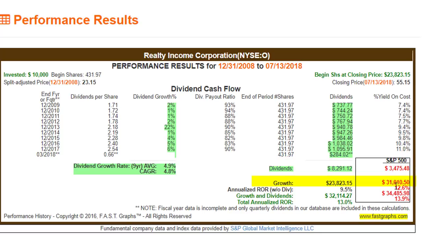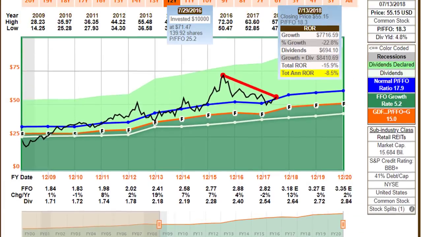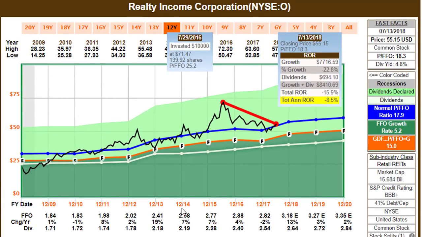However, capital appreciation was slightly less than the S&P, but nevertheless, we end up with about a dead heat. The primary point here is this is more of an income stock than it is a capital gain.